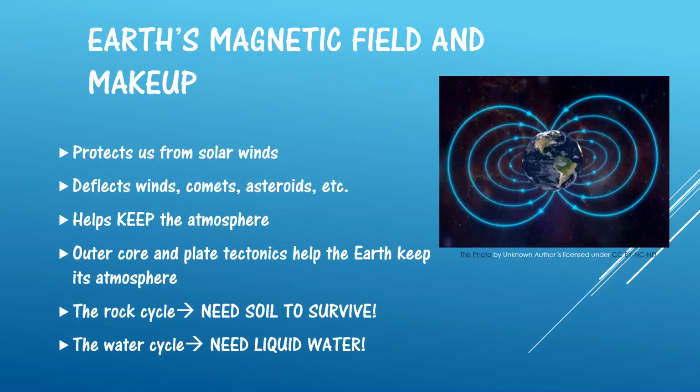And then when we think about the makeup of the Earth, we have the outer core and the plate tectonics that helps the Earth keep its atmosphere also. And then also the rock cycle and water cycle. These two are really important because we need soil and we need liquid water. And both of these provide this cycle to where we get that soil and water.